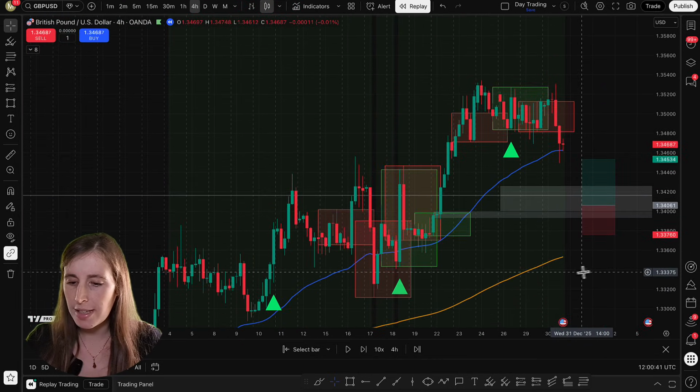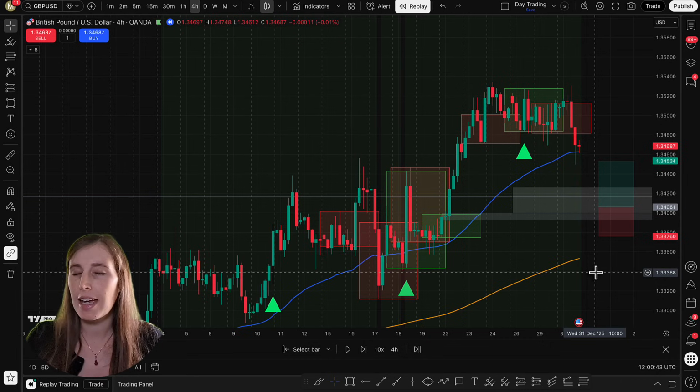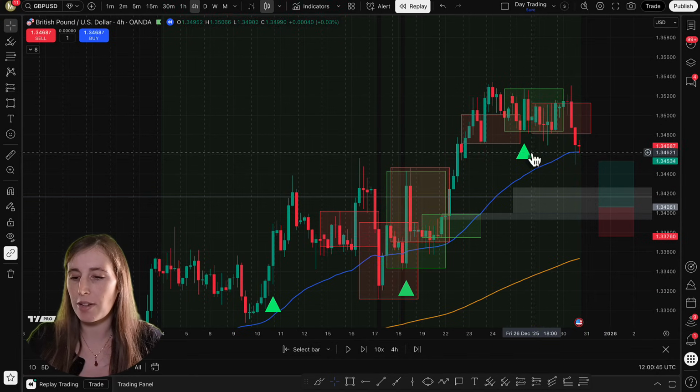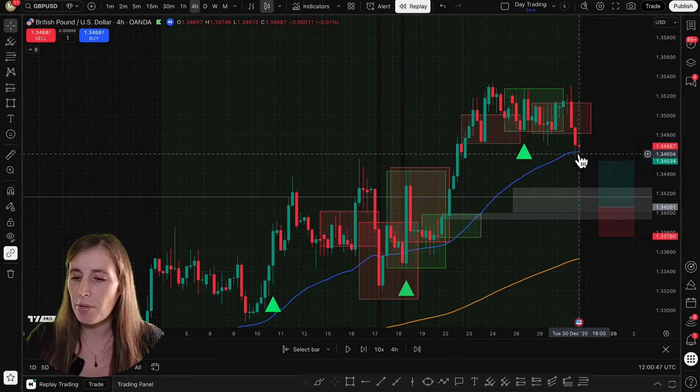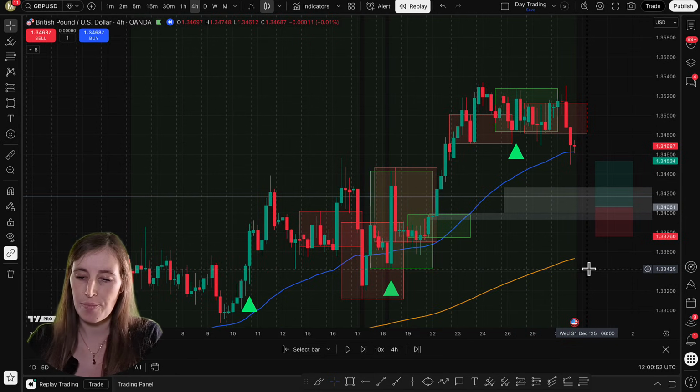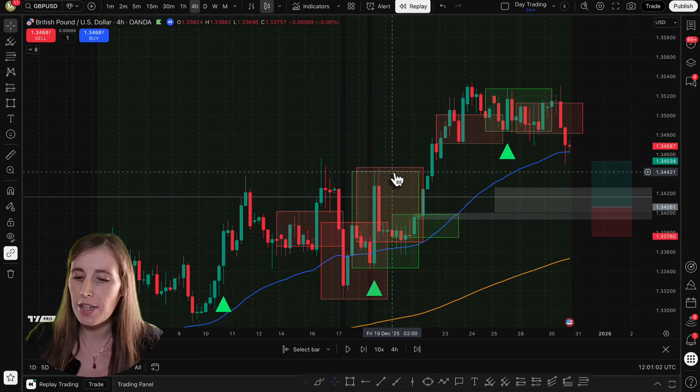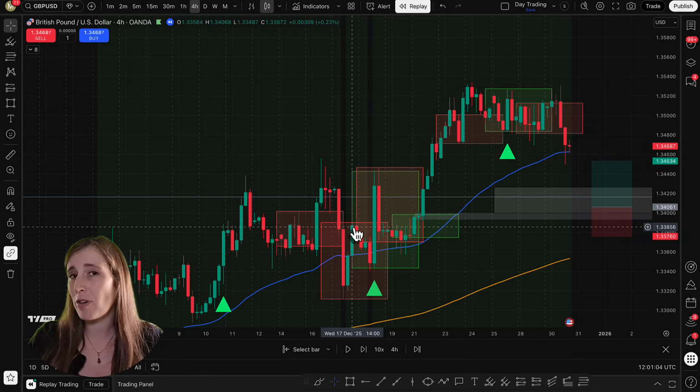Now there are some boxes here and it can be a little bit confusing. Ignore the boxes for now as well as the triangles. But what we can see is once again price is trading above the 50 and the 200 exponential moving average. I am interested in these two green boxes. I'm ignoring the red boxes for now because we are only looking for long positions.